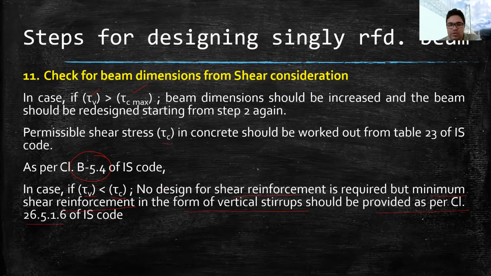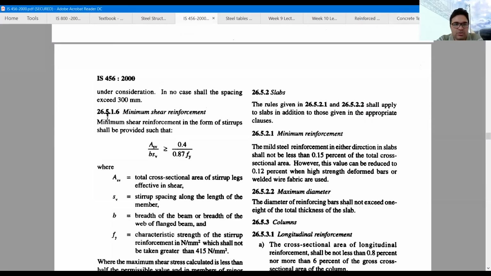this. So although if tau v value is less than tau c, there is no need to provide shear reinforcement, but again IS code recommends that you need to provide a minimum quantity of shear reinforcement in the form of vertical stirrups. So I will show you this clause, and I will show you the formula which we will use to find out the minimum shear reinforcement in the IS code. So there you can see this is the clause number 26.5.1.6, and it is clearly written that minimum shear reinforcement can be provided using this formula.